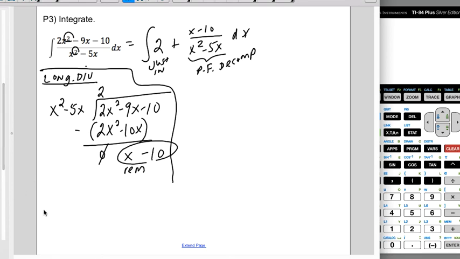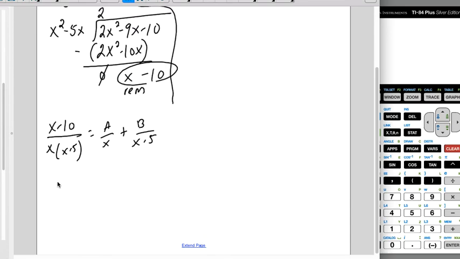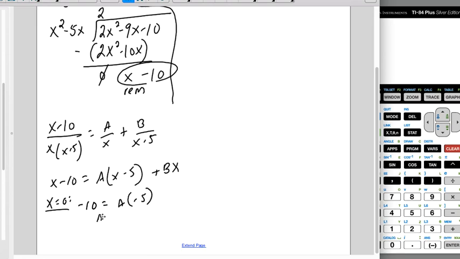So what's going to happen is I'm going to get that x minus 10 over this x times x minus 5 should be an A over x plus B over x minus 5. Both of those fractions are missing the other factors. So A is missing the x minus 5 and B is missing the x. When I do my clever substitution, we'll start with x is 0. I get negative 10 equals A times negative 5, so A must be a 2. When I plug in x equals 5, that'll knock out the A term. I get negative 5 equals B times 5, so I get that B is a negative 1.